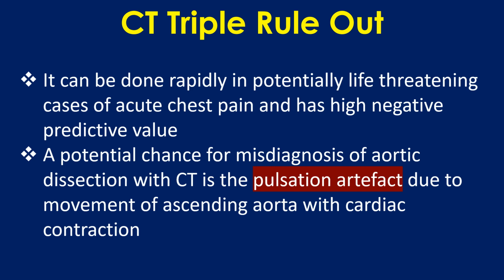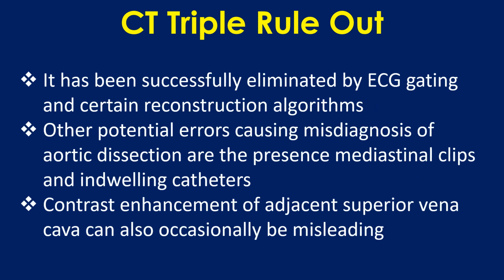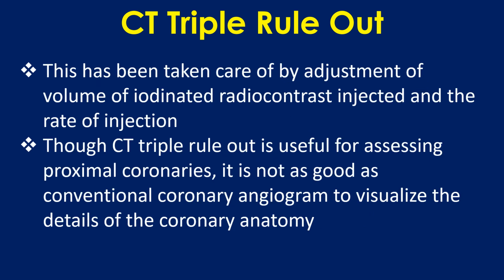A potential chance for misdiagnosis of aortic dissection with CT is the pulsation artifact due to movement of ascending aorta with cardiac contraction. It has been successfully eliminated by ECG gating and certain reconstruction algorithms. Other potential errors causing misdiagnosis of aortic dissection are the presence of mediastinal clips and indwelling catheters. Contrast enhancement of adjacent superior vena cava can also occasionally be misleading. This has been taken care of by adjustment of volume of iodinated contrast injected and the rate of injection.